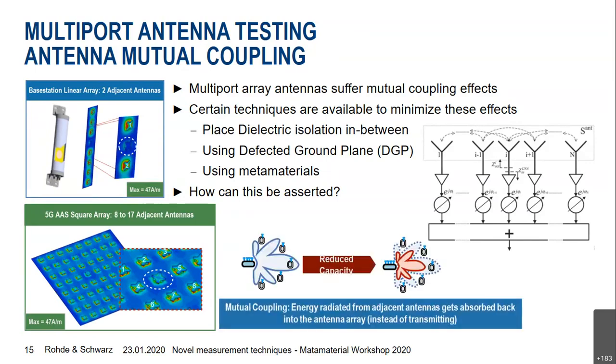What is the effect if we do not measure this, if we do not pay attention to this? At the end, it's reduced capacity. You may have very bad reflections in the antenna itself. With the mutual coupling effect, the energy radiated from the adjacent antennas gets absorbed back into the antenna array instead of being transmitted. So if this was your expected beam, to meet the requirements of all these different UEs, users in the base station coverage region, now you're not able to meet them. Your coverage itself has reduced and you're going to have coverage issues on the UE side. And that's the reason why mutual coupling effects are very important to understand and measure.